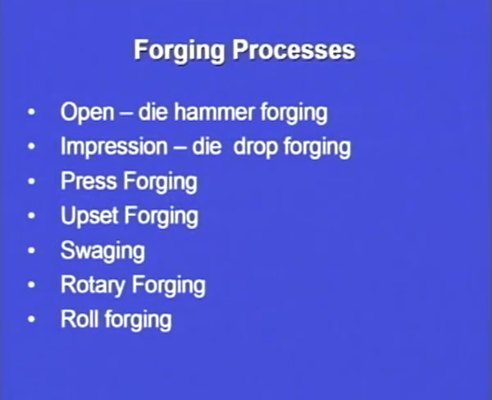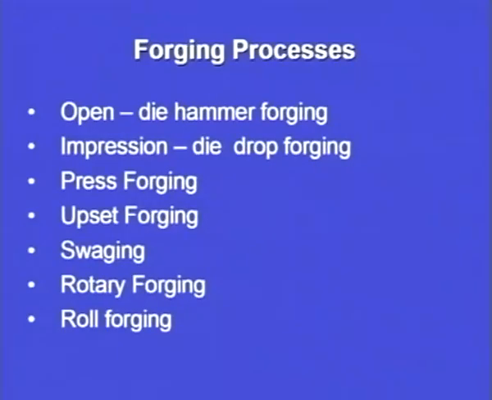Now, within the broad spectrum of forging, there are other manufacturing processes, or subcategories, of the forging process. So, what are these subcategories of forging? These subcategories are open die hammer forging, impression die drop forging, press forging, upset forging, swaging, rotary forging and roll forging. So, these are some of the processes that fall under the category of forging.